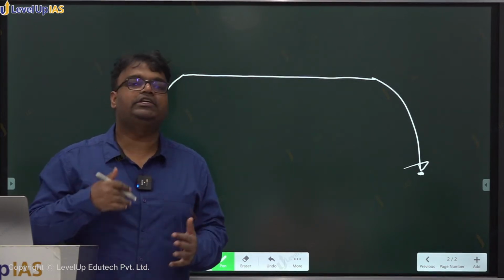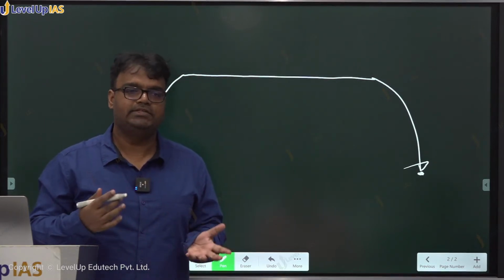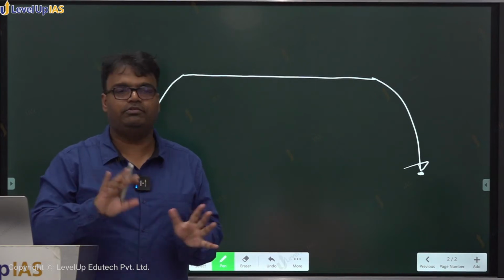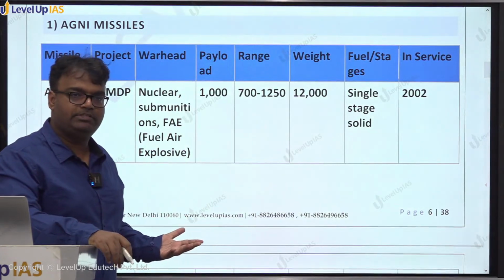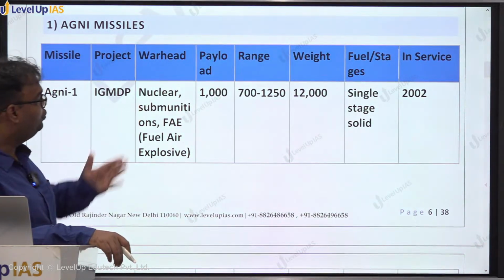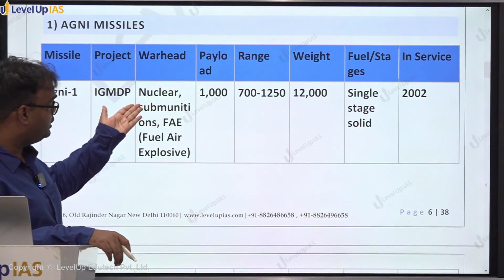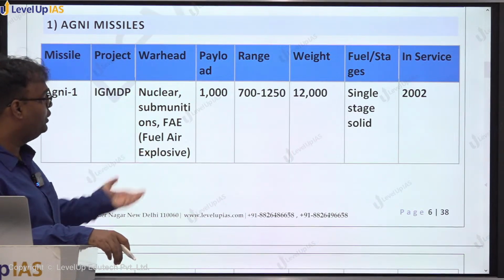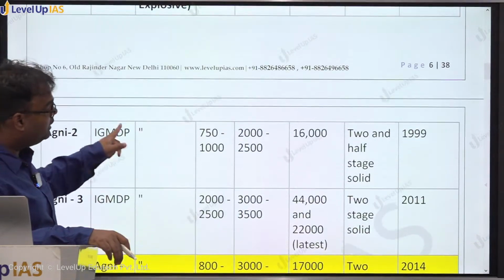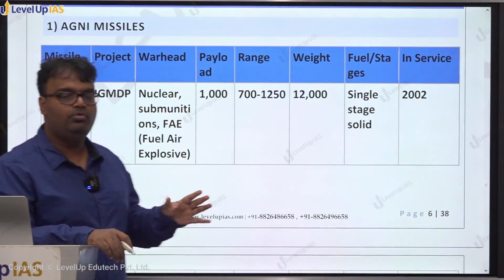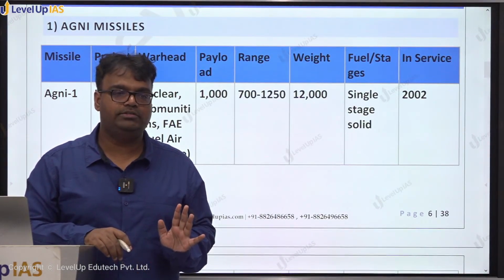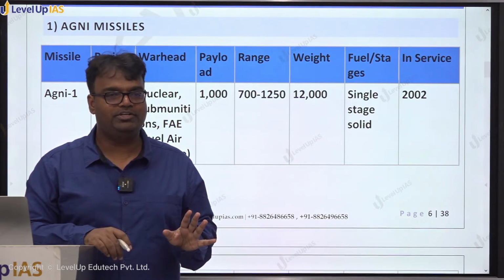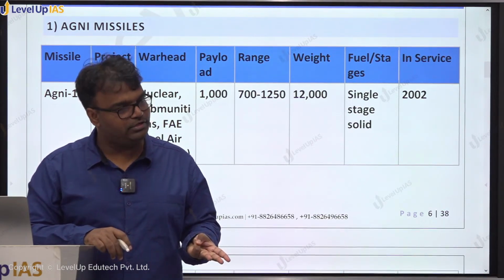With more advancement in technology, even ballistic missiles have been given this technology, but this was the core difference. So Agni missiles are ballistic missiles. They have nuclear submunitions, they have fuel air explosives, and an important part is to remember this: Agni 1, 2, 3, 4, 5, 6. Agni 1 can reach a distance of 1000 kilometers, 2 can reach 2000 kilometers, 3 can reach 3000 kilometers.